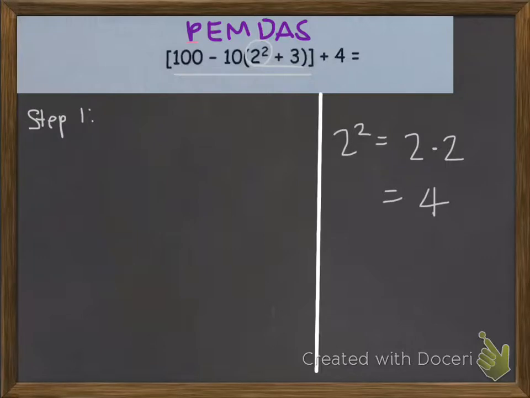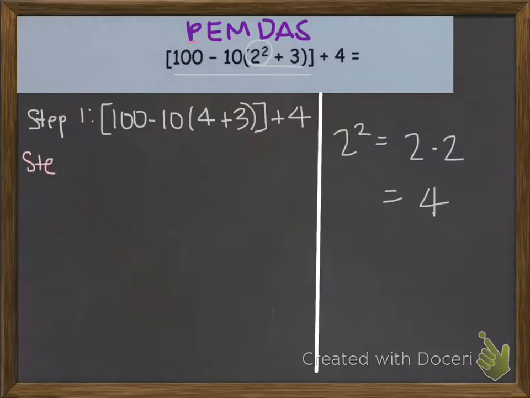So inside my parentheses here, let's just rewrite the problem with what we've done. I have a bracket, 100 minus 10 times 4 plus 3, and then plus 4. So I'm still not done with my brackets. I'm still not done with what's inside the parentheses, but I did get that exponent out of the way, so that's nice. Let's look and see what we need to do next.